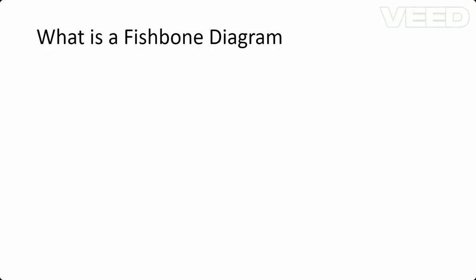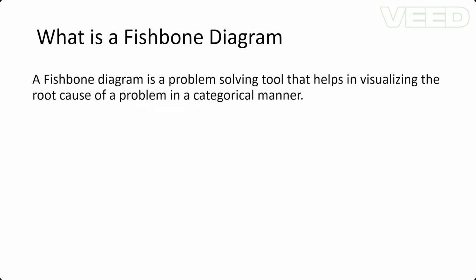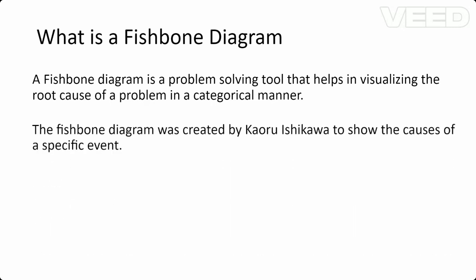So, what is a fishbone diagram? A fishbone diagram is a problem solving tool that helps in visualizing the root causes of a problem in a categorical manner. So it's a tool which you can use to analyze the problem by breaking down your problem into categories or the makeup of that problem. And that way, it helps you understand the root cause. It comes as a picture or as a diagram, let me say that.